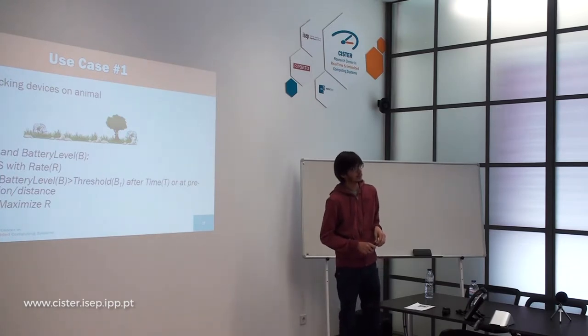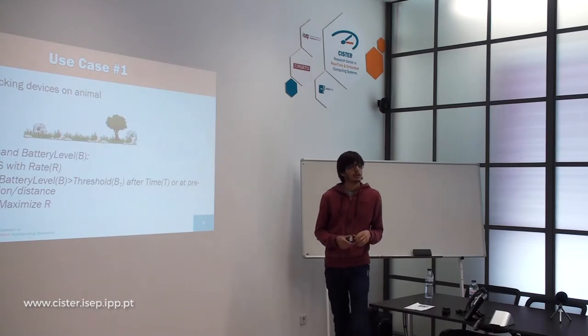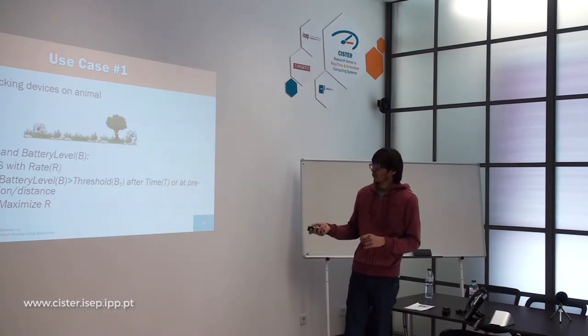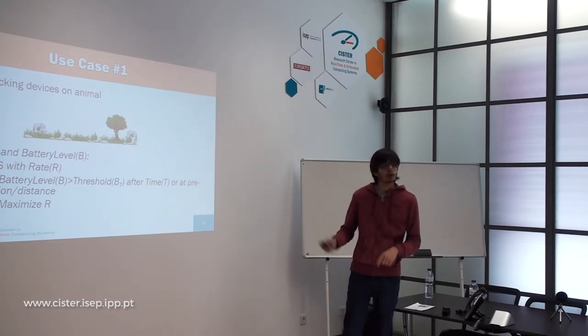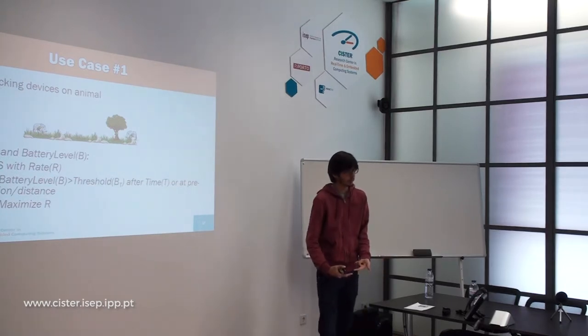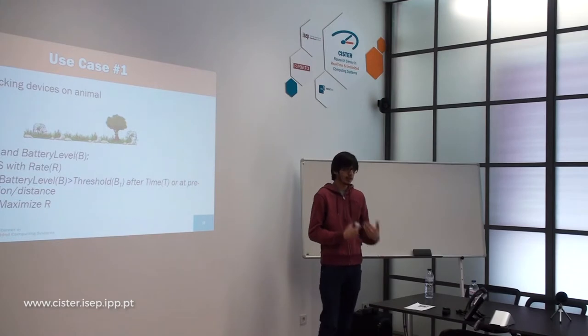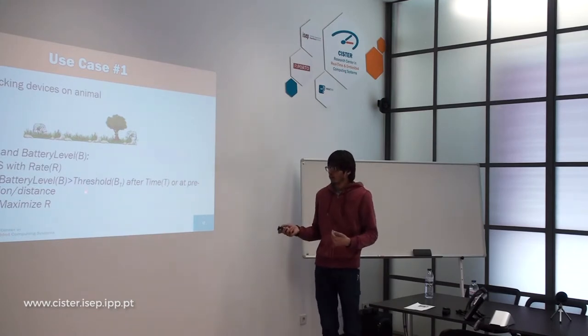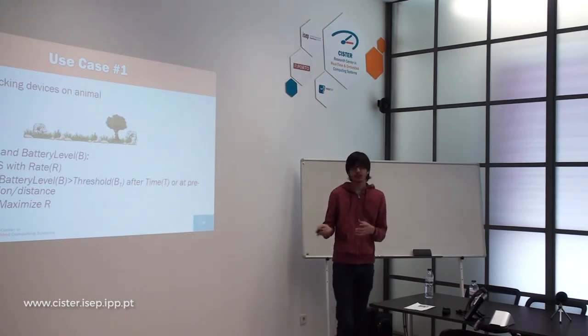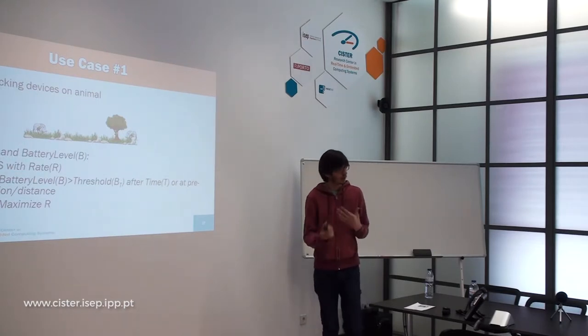So what's the purpose of this policy? Do you want to be energy efficient, or do you want to be more accurate? What you want is to maximize the rate. You want to poll as much as you can, so that whenever something happens, you have the latest GPS information. But you need to make sure of this constraint, that we need to be above the threshold battery levels.